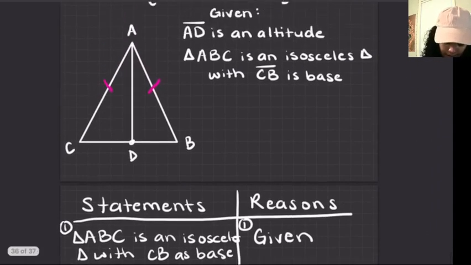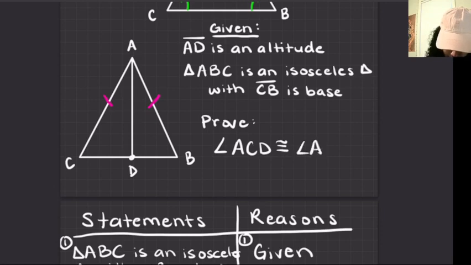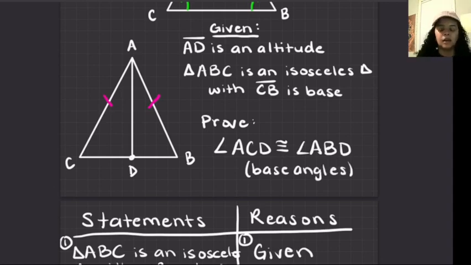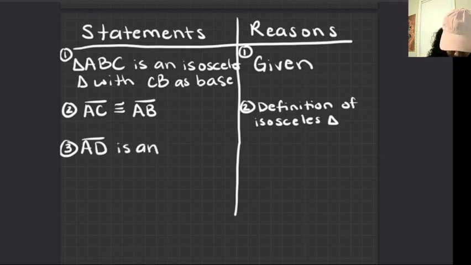All right, and now I had another piece of given information, okay? And by the way, I forgot we were trying to prove that angle ACD is congruent to angle ABD, which are the base angles, okay? Because that's what Base Angle Theorem says, okay? So now from here, I have a second piece of given information. So this was the first piece that I used. Now this is the second piece, which is that AD is an altitude. So I'm going to go ahead and write that as my third statement. AD is an altitude.